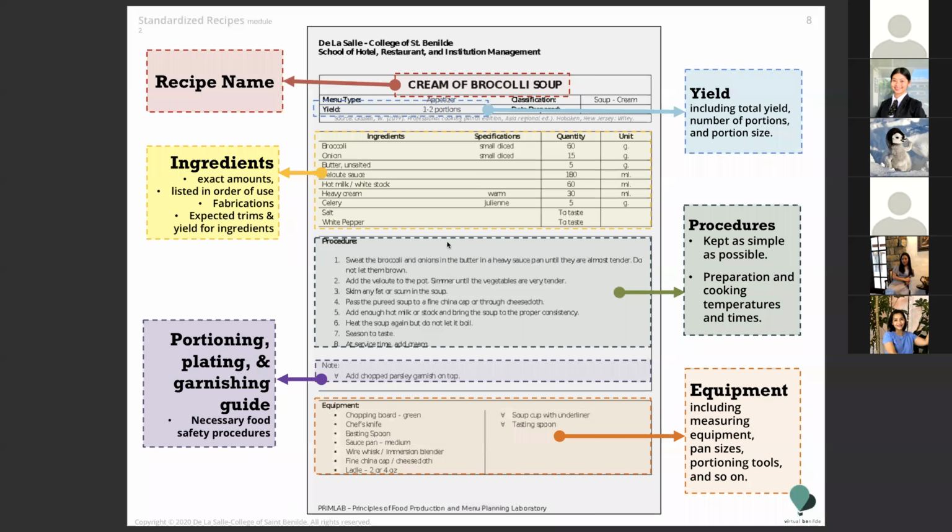All right, so this is a more descriptive way of preparing or making your standardized recipe. Just to reiterate, the recipe name, the ingredients, which specify the exact amounts and the portioning, the yield, the procedures, also the cooking temperatures and times, and of course the equipment.